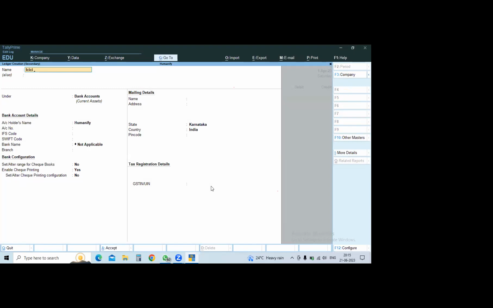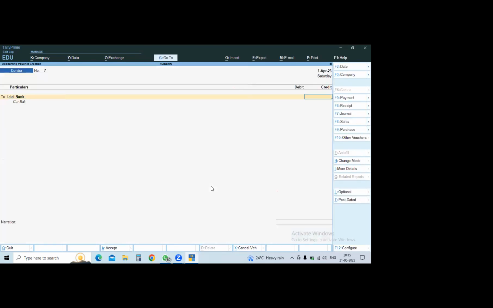To means credit, buy means debit. Press Control A and give the credit column amount. Everyone is able to understand how these entries are made, right? If you have any questions, you can ask me.